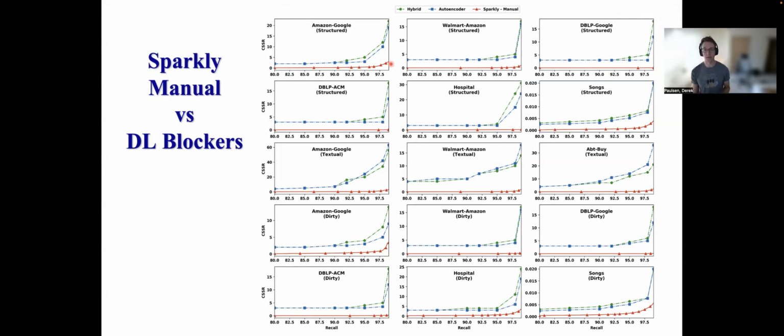If we zoom out and take a look at the red line, which is Sparkly Manual, we'll see that we outperform both deep learning solutions on all data sets that we tested.